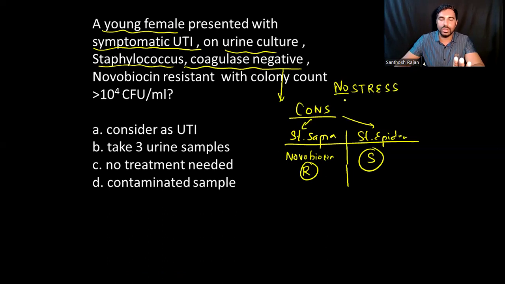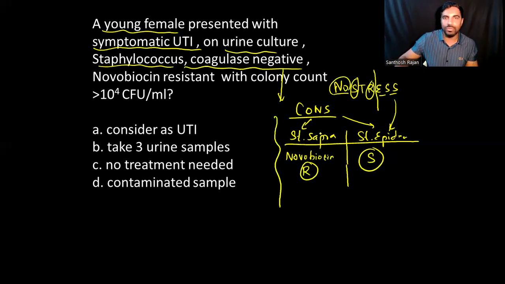No for novobiocin. S-T-R-E-S-S. So S-T is saprophyticus, which is novobiocin resistant. But epidermidis is sensitive. That's what they want to say. E for epidermidis, S for sensitive. S for saprophyticus, T for resistant. No stress, because NO stands for novobiocin. Very simple. This is one clue if you want to remember.